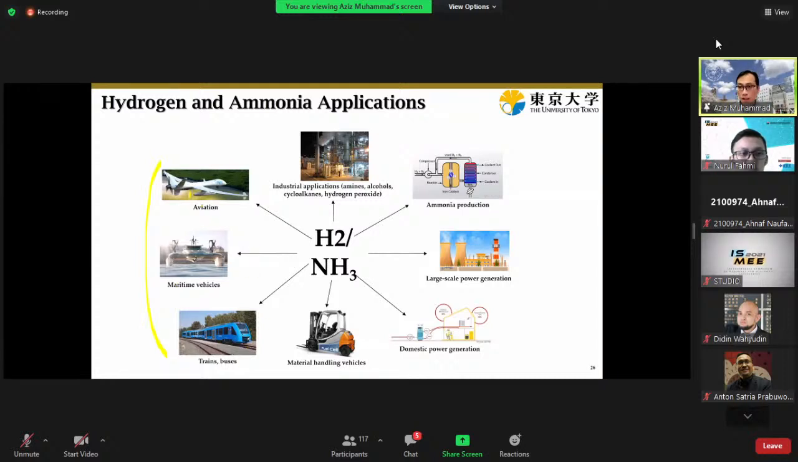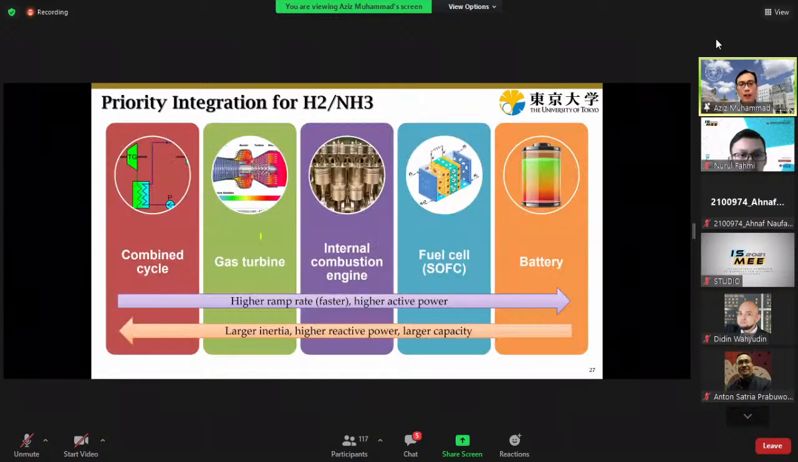I don't mention passenger cars because for passenger cars, I believe that electric vehicles will be the winner compared with hydrogen-based vehicles. Another very huge application for hydrogen is replacing the currently running carbon-based power generation with any kind of hydrogen-based power generation. This is the big-scale utilization of hydrogen itself. And this is the priority integration for hydrogen and ammonia in our energy systems.